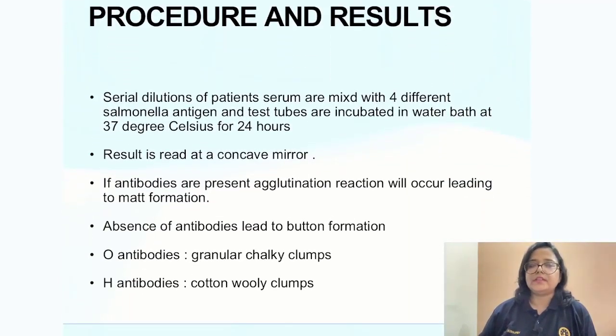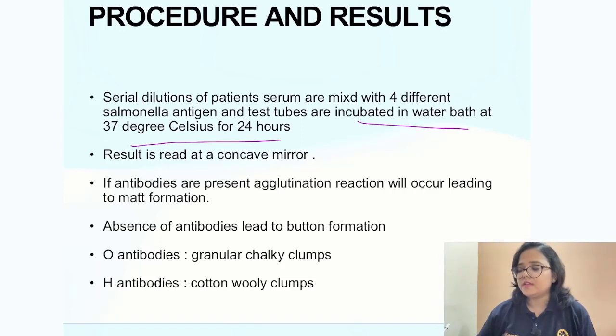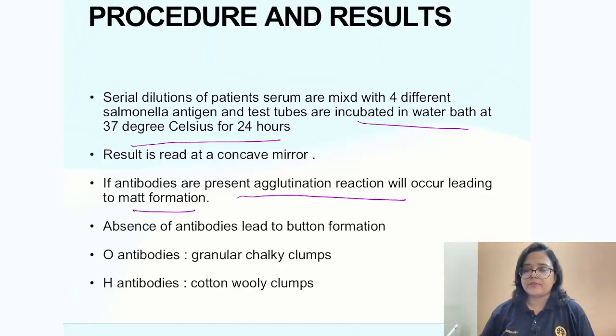So we serially dilute the serum of the patient and mix it with the 4 different Salmonella antigens, and the test tubes are incubated in a water bath at 37 degrees Celsius for 24 hours, and the results are seen at the base of the test tube. It is read using a concave mirror, and if antibodies are present, an agglutination reaction will occur leading to mat formation, and if there is no agglutination due to absence of antibodies, there will be a button formation.